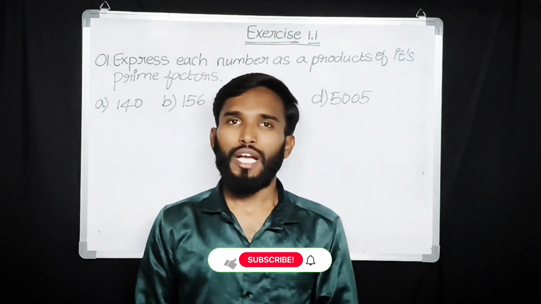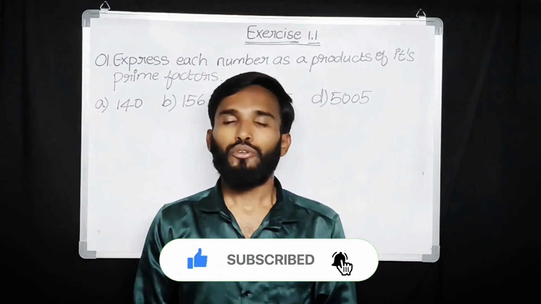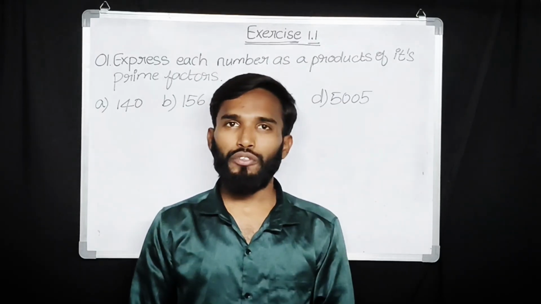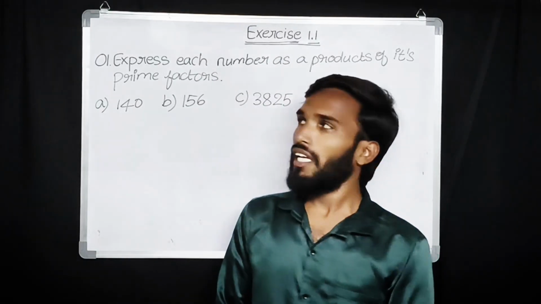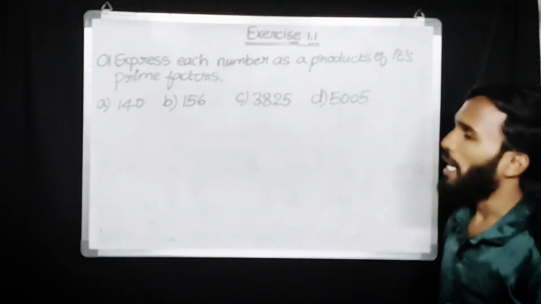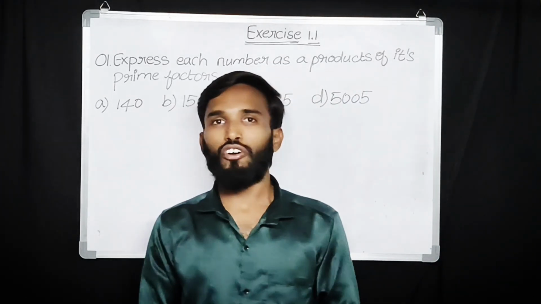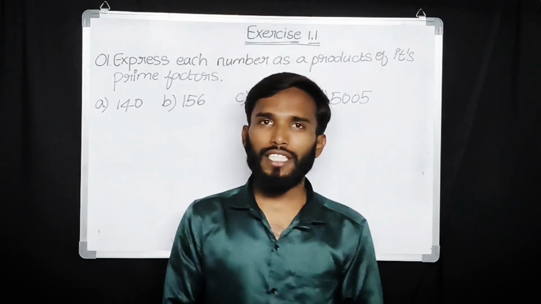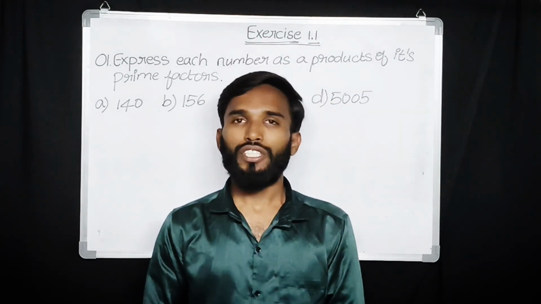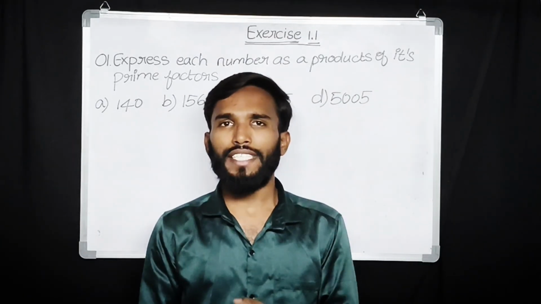As you all know, we completed the example problems of the chapter Real Numbers of class 10. Today we are going to start the exercise of real numbers, which is exercise 1.1, and the first question is here for you. What is that? Express each number as a product of its prime factors. We know how to find the product of prime factors of a number, which is nothing but the prime factorization we did in Theorem 1.1, the fundamental theorem of arithmetic. Let us see some problems to understand it very well.